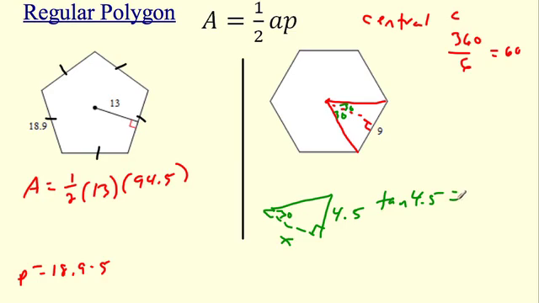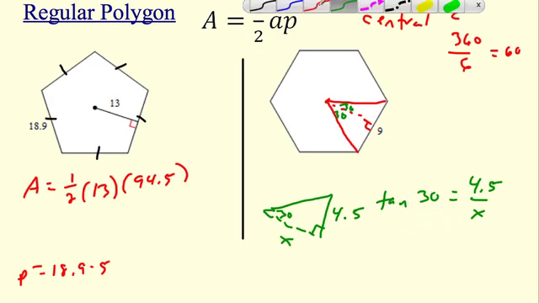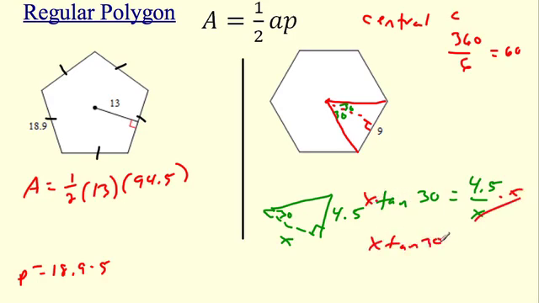Tangent of 30 equals 4.5 over x. The tangent of the angle is opposite over adjacent. So in this case, I'm going to multiply both sides by x to get x out of the bottom. Do not like x in the bottom. They cancel. x tangent 30 equals 4.5. And then what am I going to do? I'm going to divide both sides by tan 30.